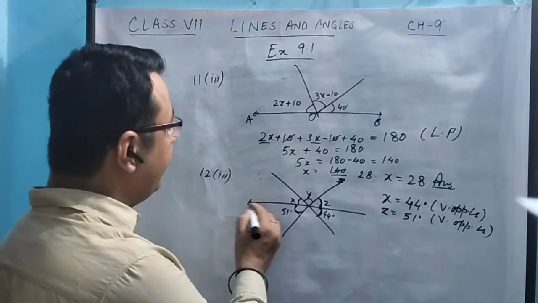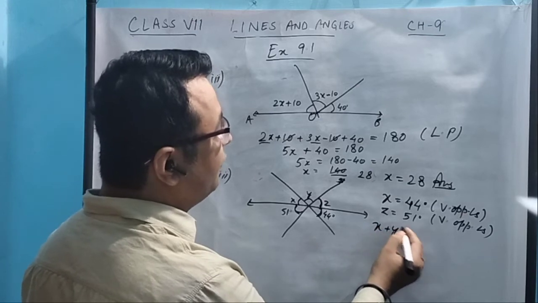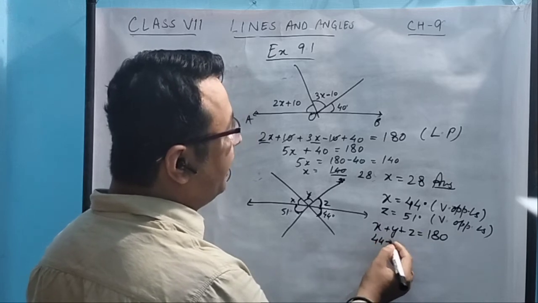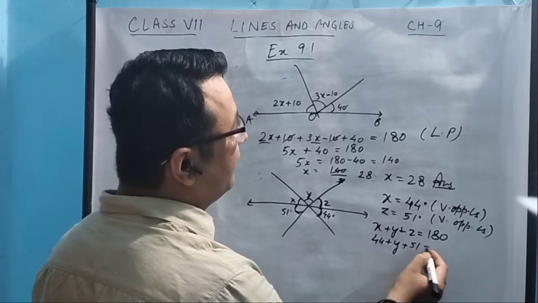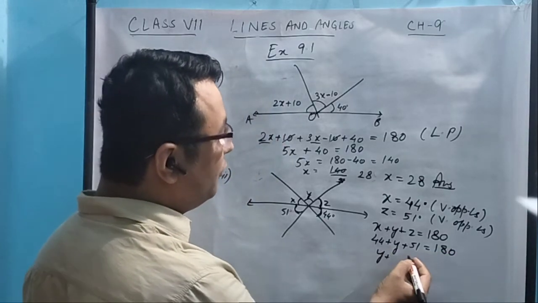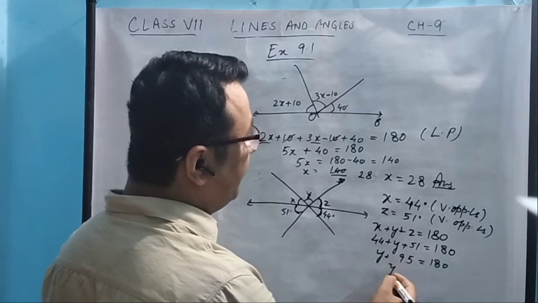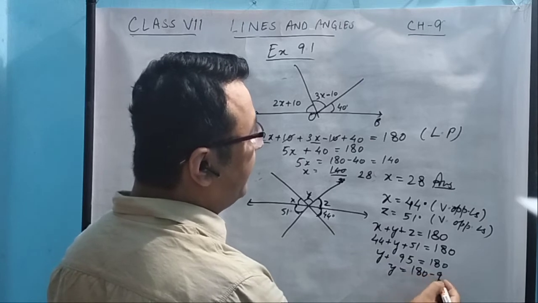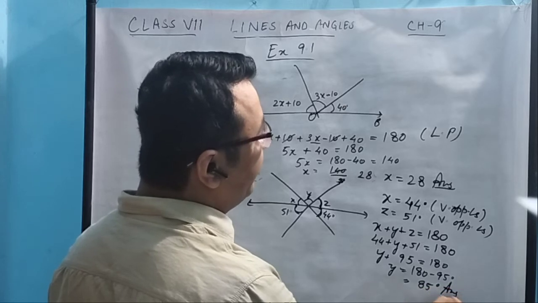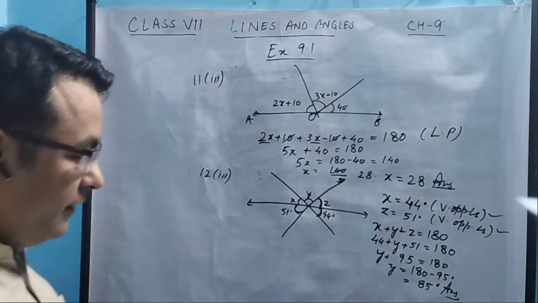Now this is a straight line. So the sum of x, y and z will be equal to 180. From here we can find the value of y. X is 44, y we have to find, z is 51. Their sum is equal to 180. So y plus 44 plus 51, that is 95, is equal to 180. From here y will be equal to 180 minus 95, which is 85. So y will be 85, x is 44 and z is 51. So this is how we will solve this question.